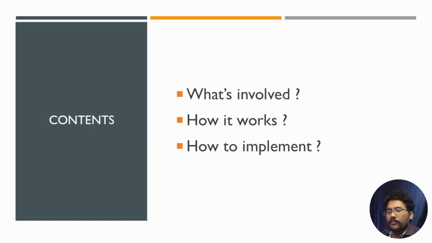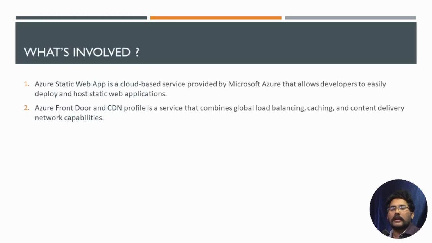So, the first thing is what's involved. There are two major things involved in configuring CDN for a static web app: one is CDN, and second is the static web app. Static web app is a service which lets you host your SPA applications such as Angular, React, Astro, Next.js and others. Okay, so that's the one part.